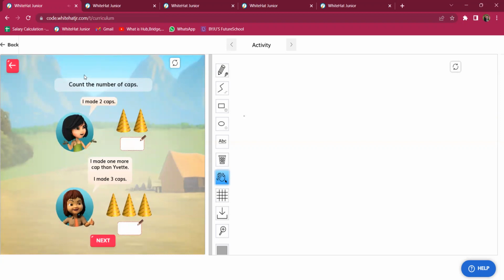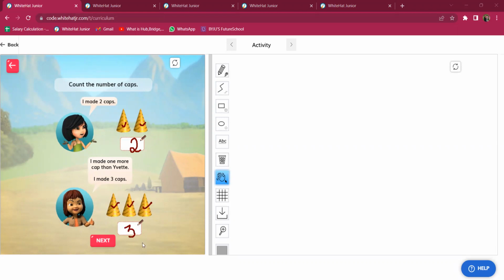Count the number of caps. I have made two. Here we can see that there is one cap and one another cap. I have made one more cap than ET. That means this person has made three caps, correct? So we have to write the number of caps over here. Let's use the pen and write here. Here there are 1 and 2, so we're going to write 2 over here. Here we have 1, 2, and 3, so we're going to write 3 over here.